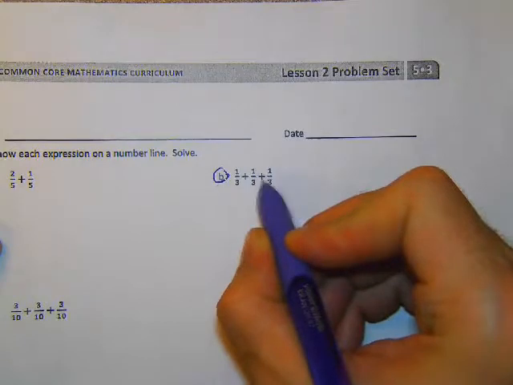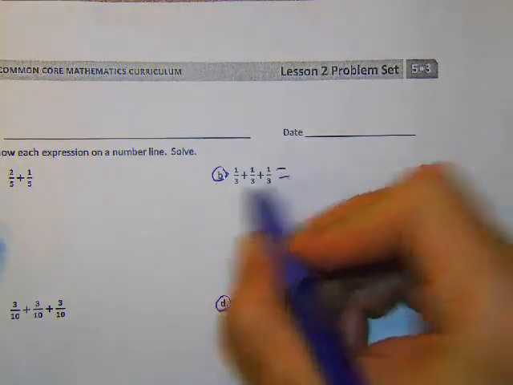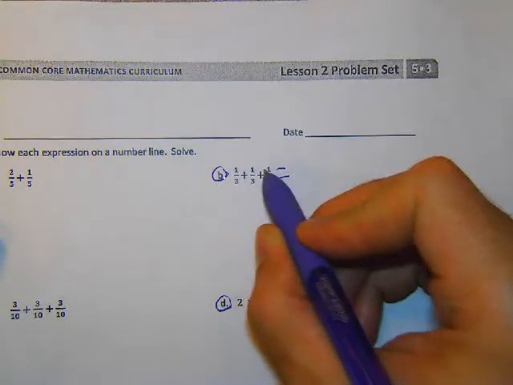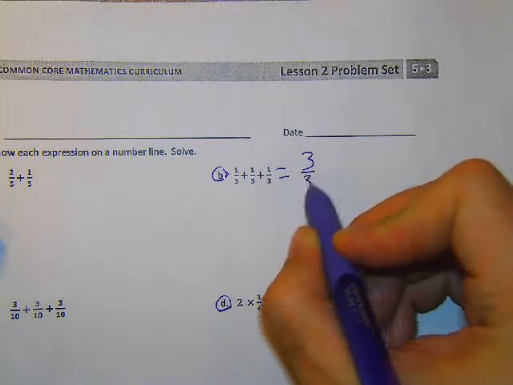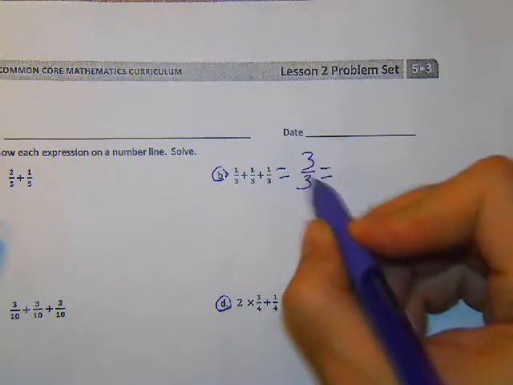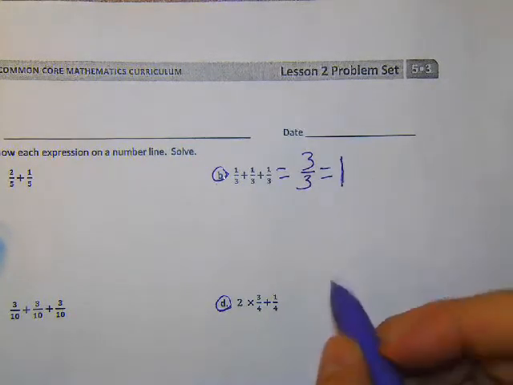So number 1B, we need to solve this. 1/3 plus 1/3 plus 1/3. We know that we have the same denominators, so I can merely add the numerators and get 3/3, which is any number over itself is always equal to 1 whole.